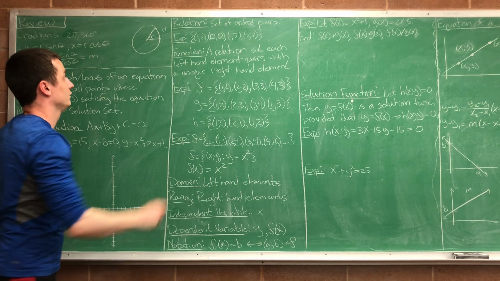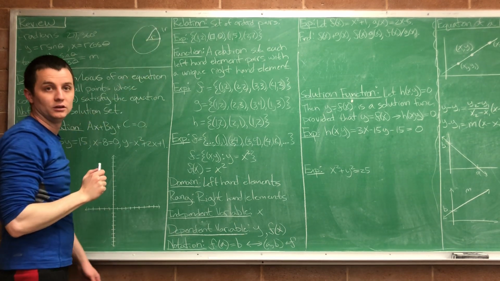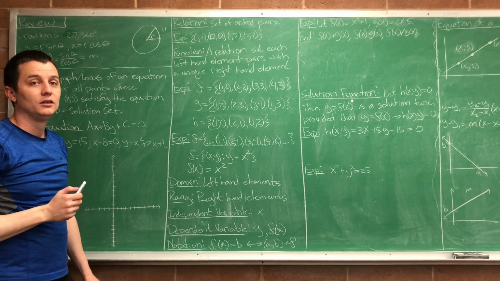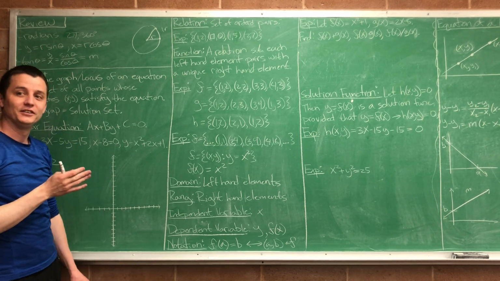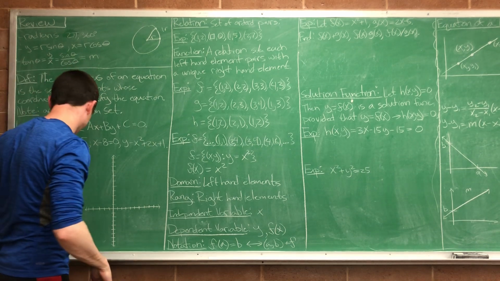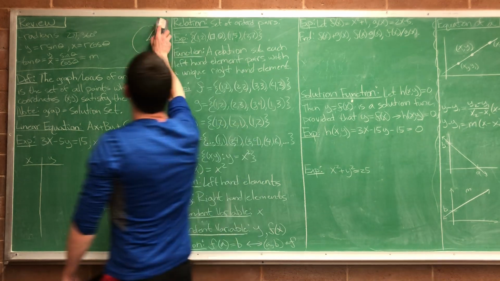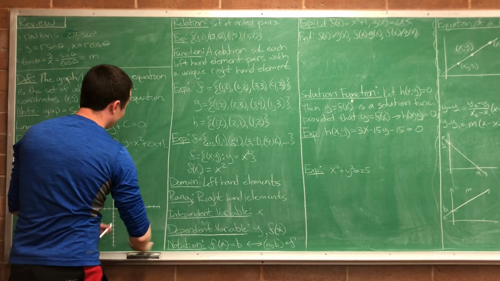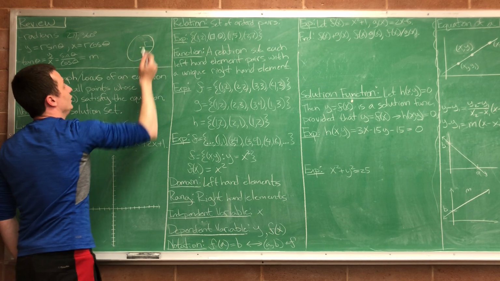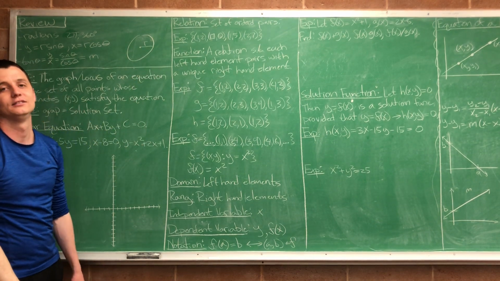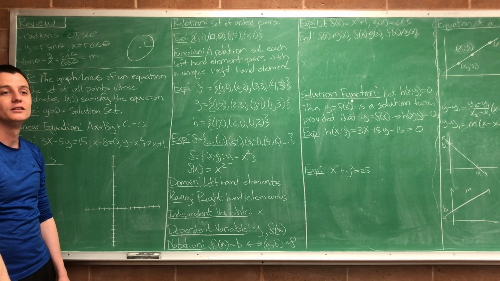What's the circumference of a circle? How many radiuses to get all the way around the circle? 2 pi. All right, 2 pi. We'll do a quick recap. I have a circle with a radius. What is the definition of pi?